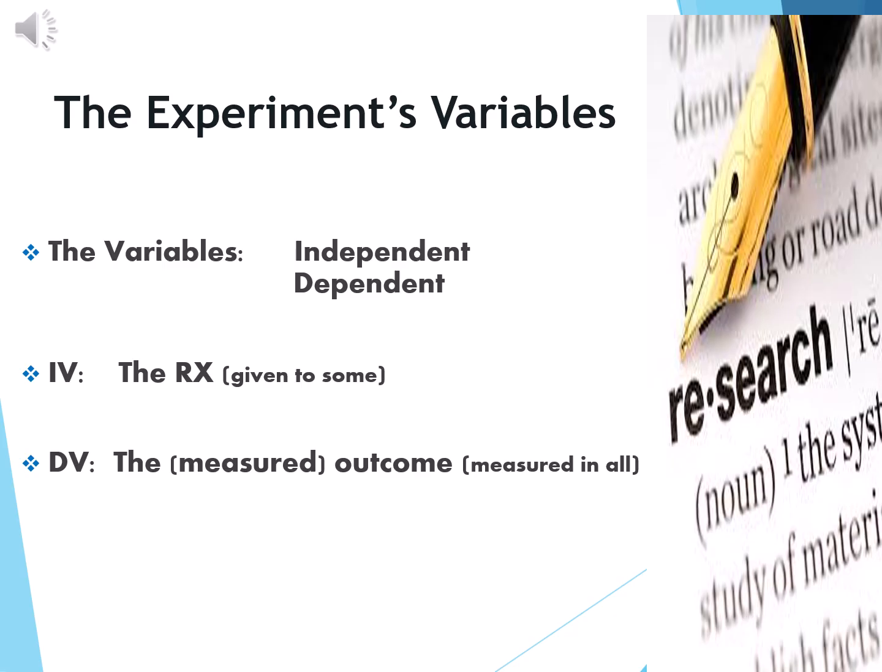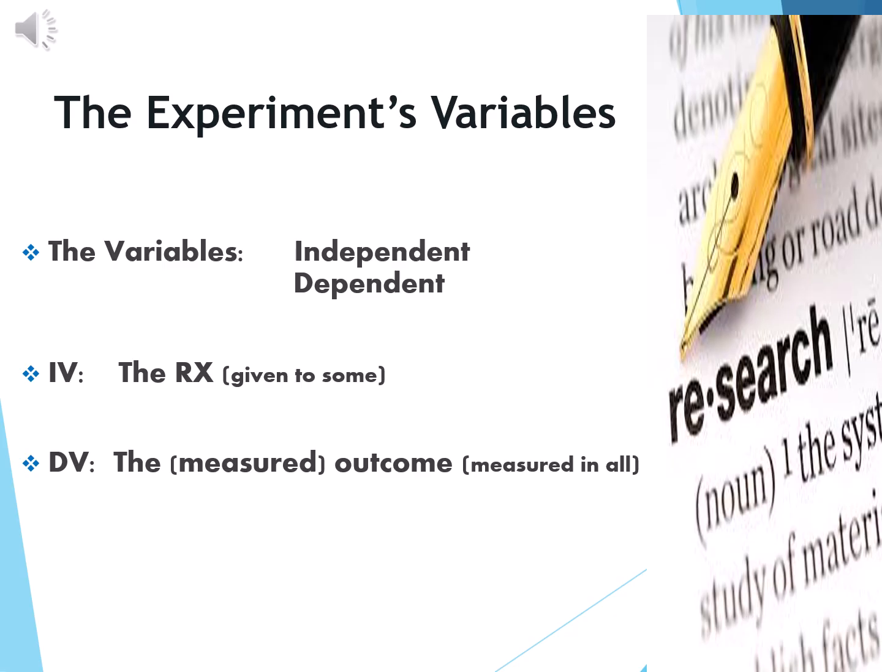As a mnemonic, which might help you out so you don't confuse the two, the outcome is dependent. The outcome is dependent on everything that goes on in the study, which group you're in, if you get the treatment or not, if the treatment works. So the outcome is dependent, so it is called the dependent variable.